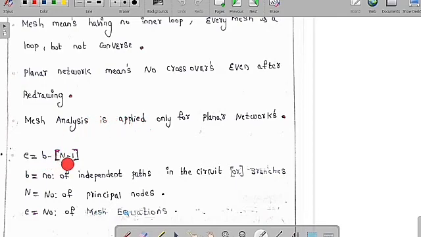See, E is equal to B minus (N minus 1). This I have already discussed, where B is the number of independent parts in the circuit, or branches, N is the number of principal nodes, whereas E is the number of mesh equations. So always the number of mesh equations is equal to the number of links, which is equal to B minus (N minus 1), where B is the number of branches present in the circuit and N is the total number of nodes present in the circuit.